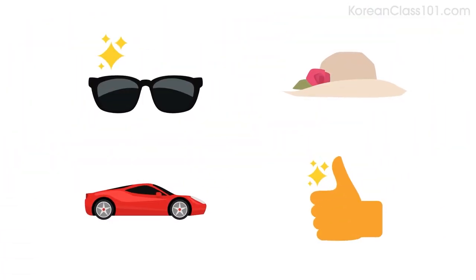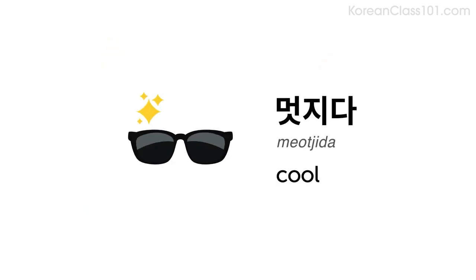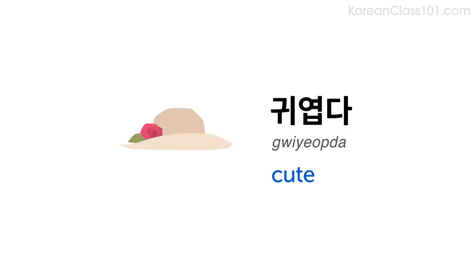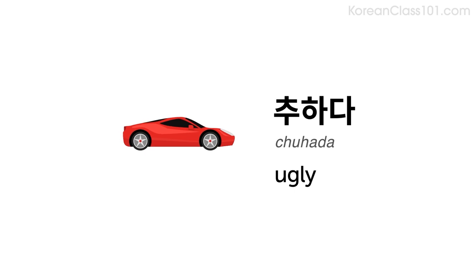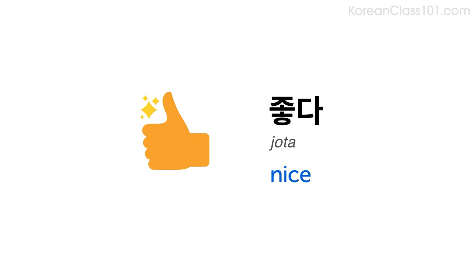Here are a few more words you can use with the same pattern to talk about something. Cool. 멋지다. Cute. 귀엽다. Ugly. 추하다. Nice. 좋다.